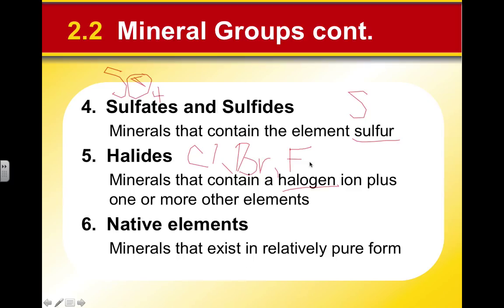Now lastly, we have native elements. So native elements are in their pure form. Okay, and I'm running out of time here. So pure form, we're talking about maybe silver, so Ag, copper, Cu, gold, Au.